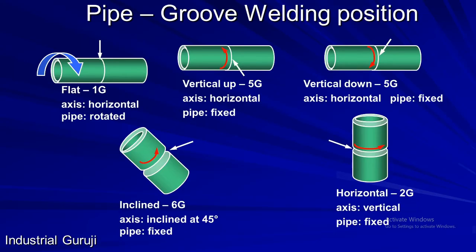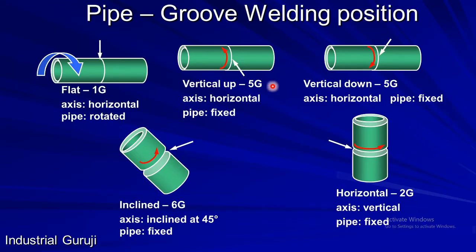Now coming to pipe groove weld positions. In 1G flat position, axis of pipe is horizontal and weld metal is deposited from above. Here, pipe can be rotated, so welder can weld pipe sitting in one position. It's quite easy to weld. In 2G position, that is horizontal position, axis of pipe is vertical and axis of the weld is horizontal. Here, pipe is fixed, so welder needs to change his position for welding.